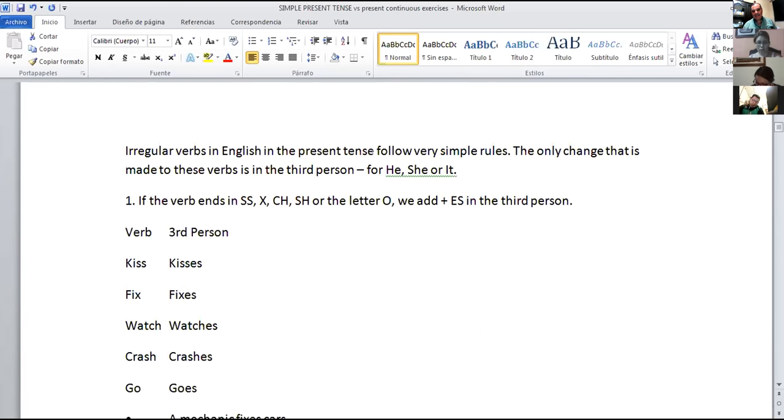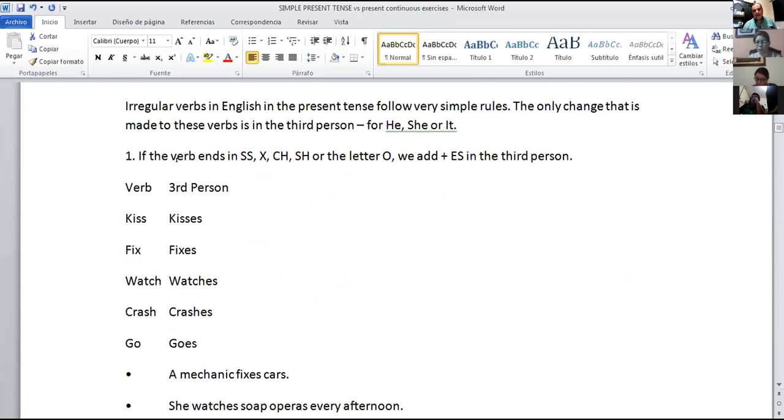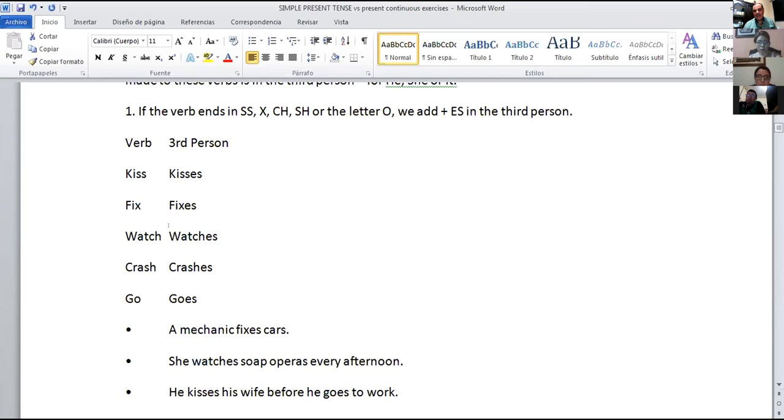Irregular verbs in English in the present tense follow very simple rules. The only change that is made to these verbs is in the third person, for he, she, or it. Now, if the verb ends in double S, X, CH, SH, or the letter O, we add ES. For example, kiss, kisses, ends in double S. Fix, fixes. Watch, watches. Crash, crashes. Go, goes. So when the verb ends in double S, X, CH, SH, or O, we add ES.